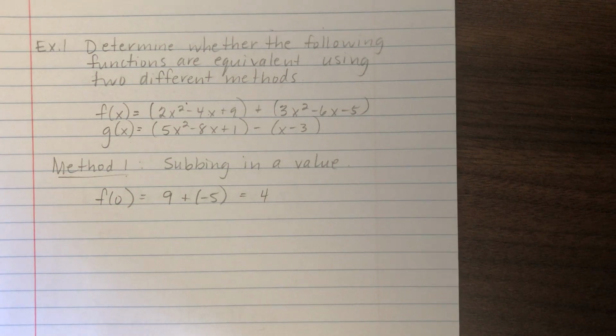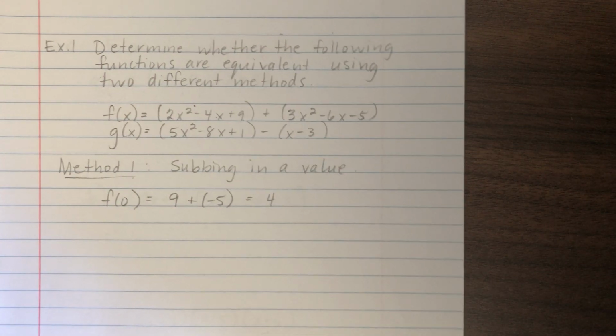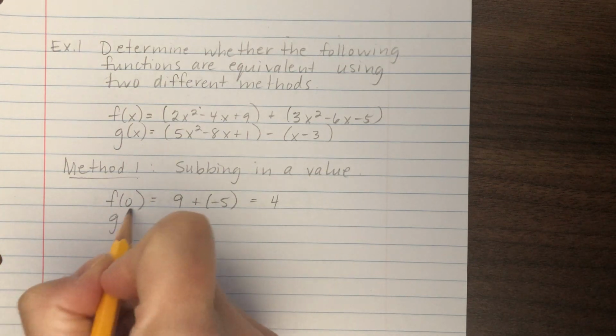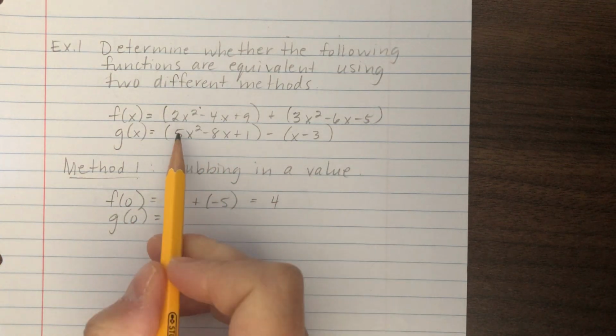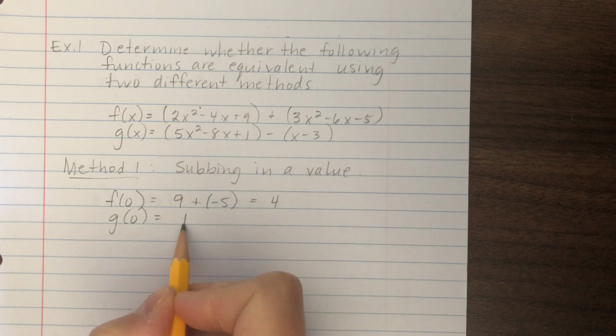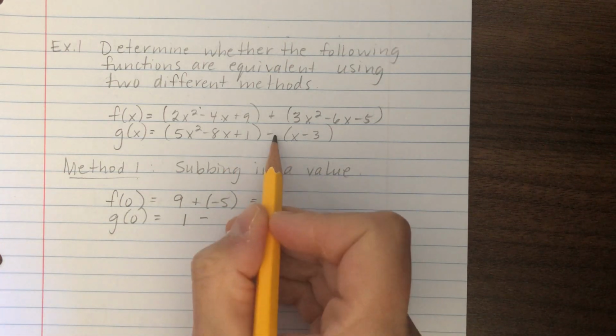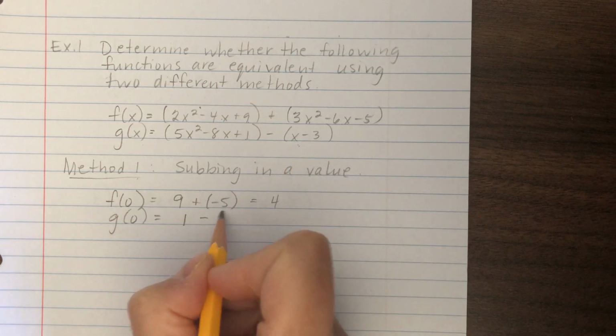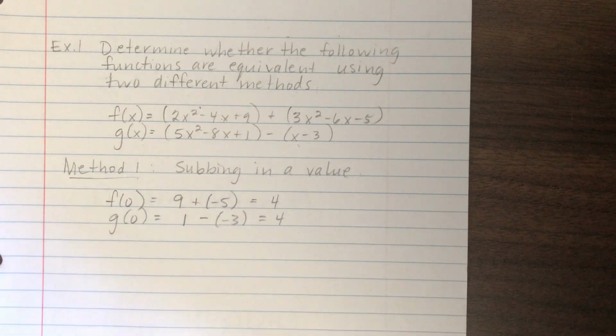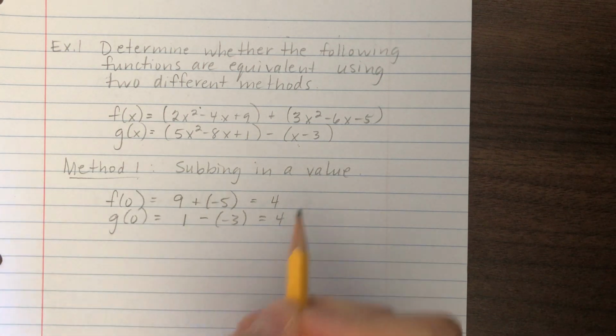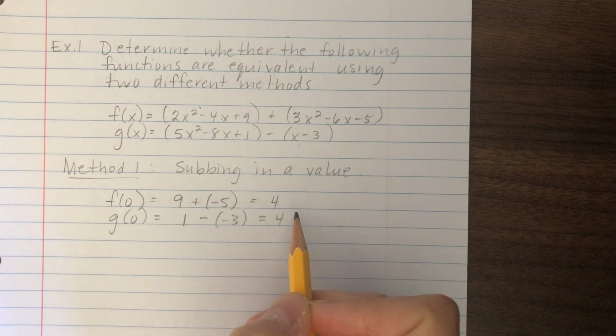Let's now see what we get when we sub in 0 for x in the function g at x. The first bracket will be just left with 1. And then we're going to be subtracting a -3 if x is 0. And that would give us 4. So at an x coordinate of 0, both functions will be 4. Does that mean that they're equivalent? Well, not necessarily. It could be that these two functions just happen to intersect at the point 0, 4. So we're going to have to try another value.